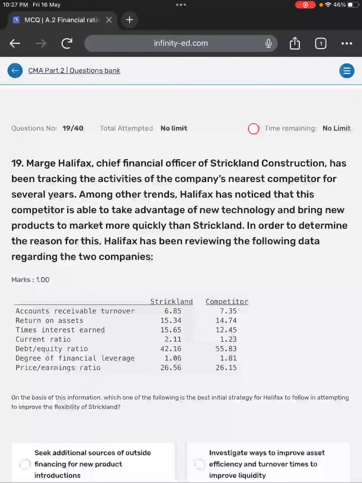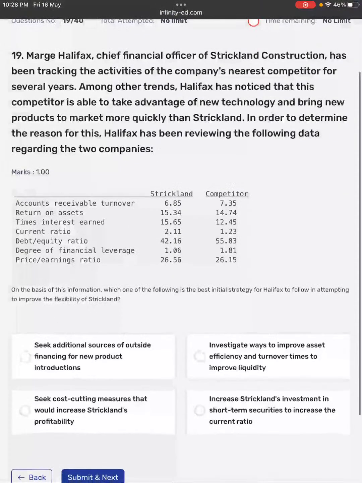Now we have to analyze all the question details. The key observation: what will the account receivable turnover? Strickland has 6.85 and the competitor 7.35. Interpretation: the competitor collects receivables faster, with better liquidity and operational efficiency, right?